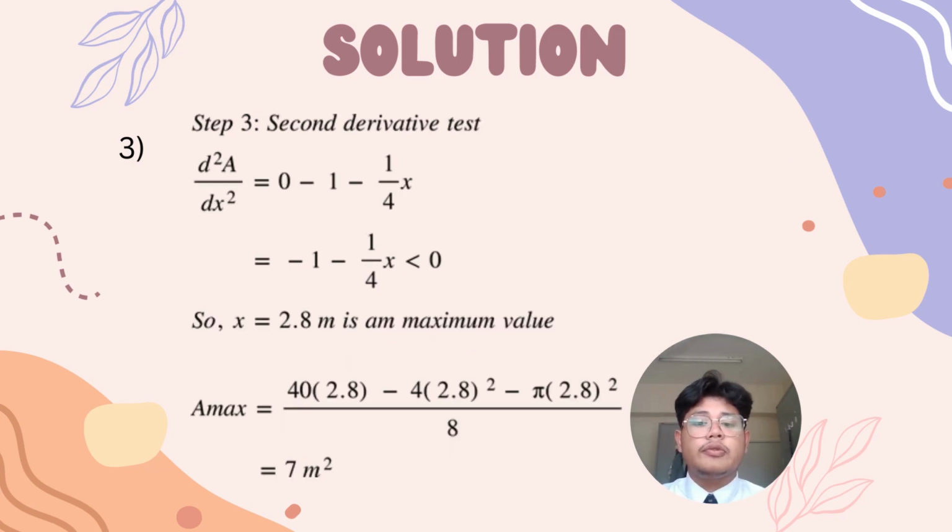For the last step, we do the second derivative test. d²A/dx² = 0 - 1 - 1/4 π, which is negative, less than 0. So x equal to 2.8 meters gives the maximum value. The maximum area is equal to 14 multiplied by 2.8 minus 4 multiplied by 2.8 squared minus π multiplied by 2.8 squared over 8. And the answer will be 7 square meters.